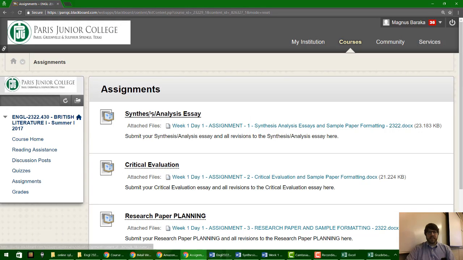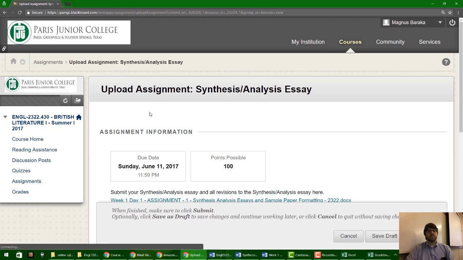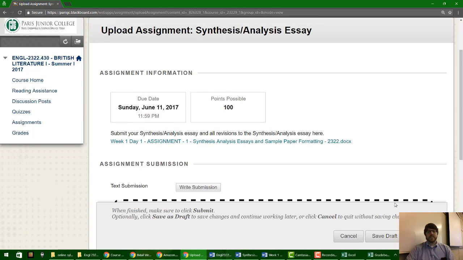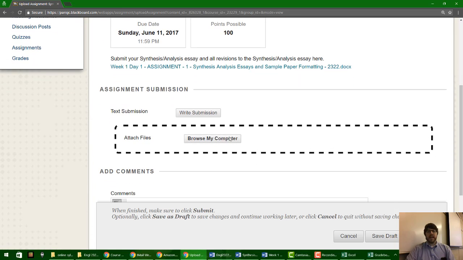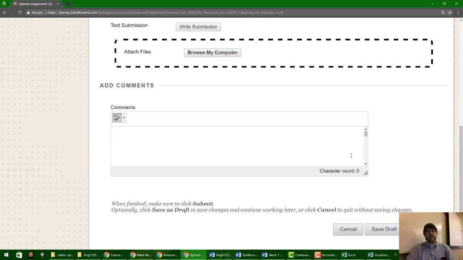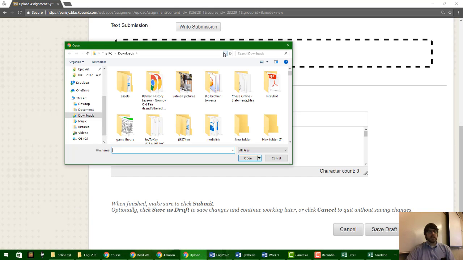Let's go into the course page here, and it's going to automatically open my PDF, which I don't want to do, but I can't change that. Let's go to the Synthesis Analysis Essay because that's where I want to submit it. You'll notice that it has the due date, the points possible, and you can write a submission, but please don't do that. It does not format anything correctly. I'd really prefer people write it in a different program. And it's got the Browse My Computer area, which they've changed the way that looks strangely. I'll go ahead and attach that file. Let's go to Documents.